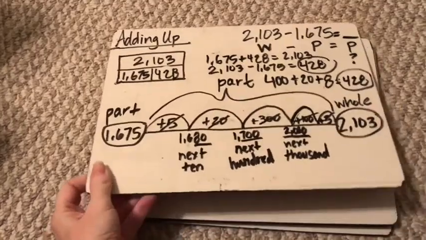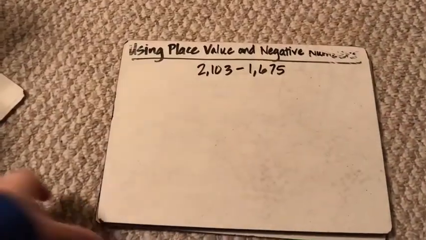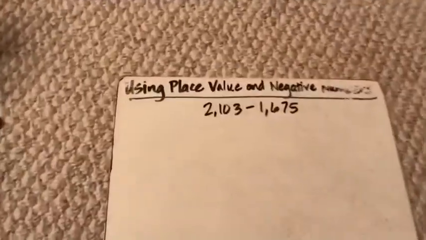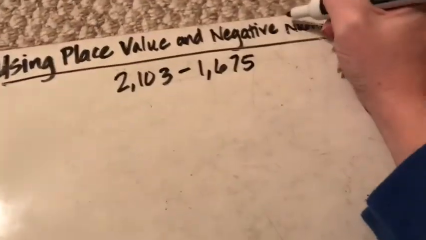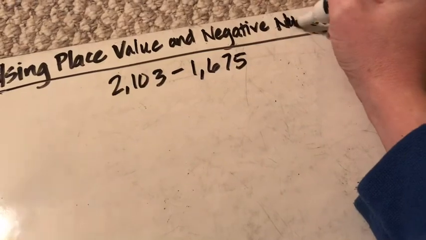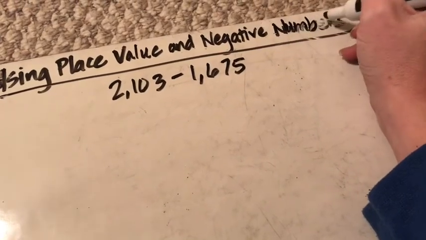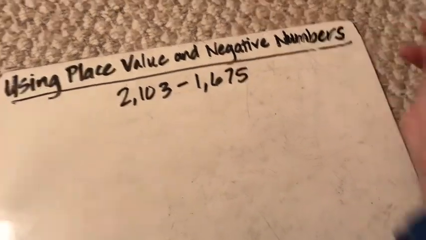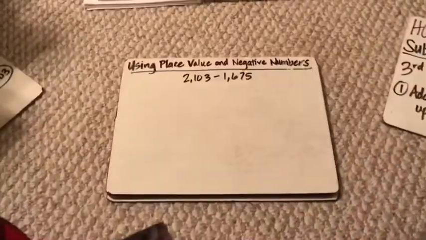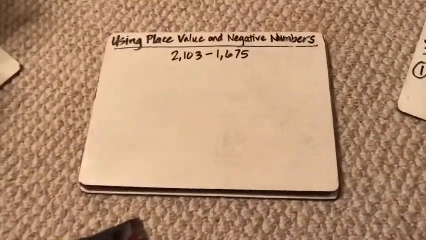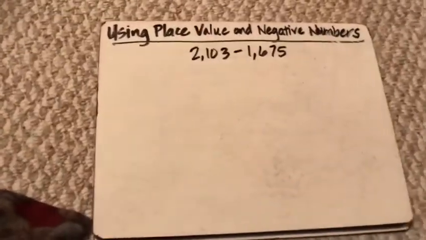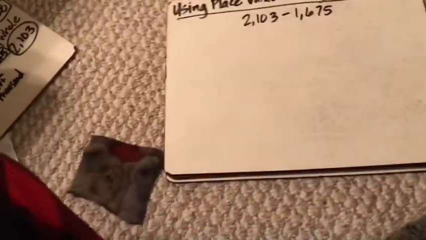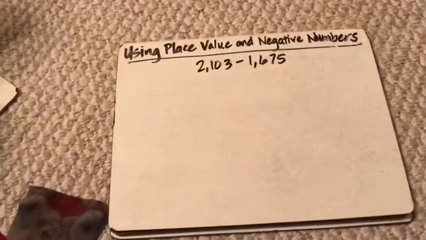The next strategy I'm going to show you is how we can use place value and think about negative numbers. Now, all of the strategies that I'm going to show you today are using place value. If your students do not understand place value, then that's definitely an area that you want to be working on with them, because anytime that we are doing computation, place value is a prerequisite skill to computation with understanding.